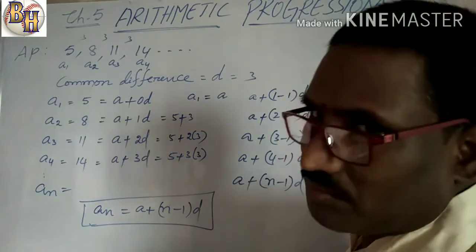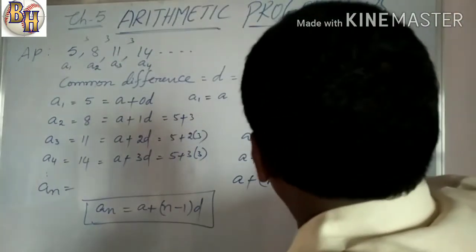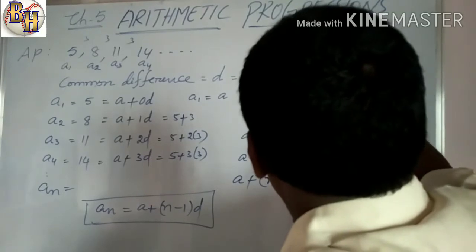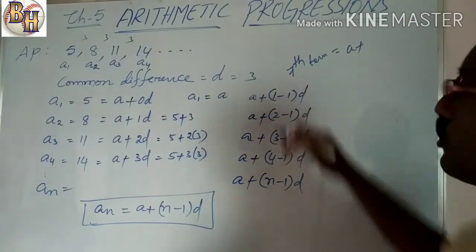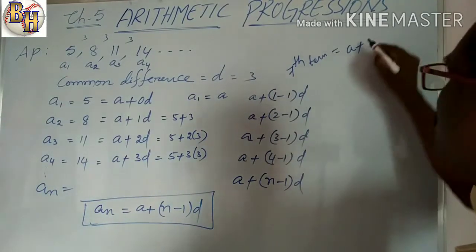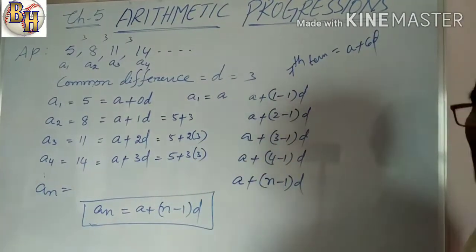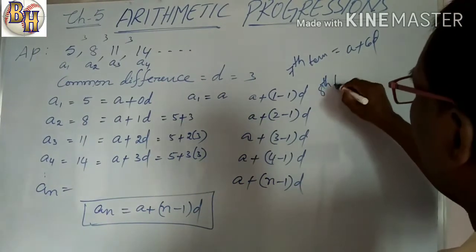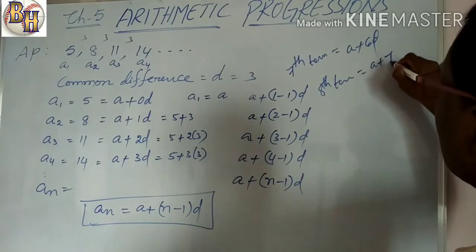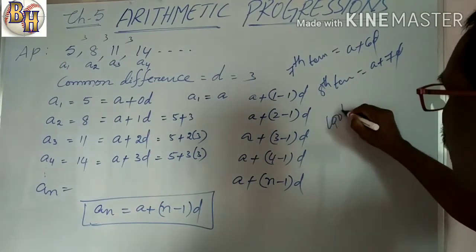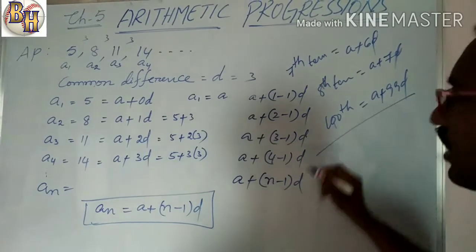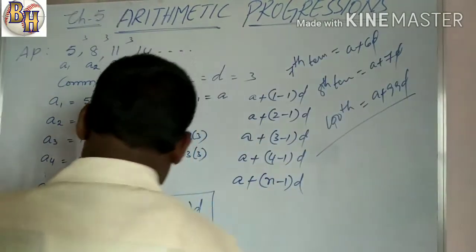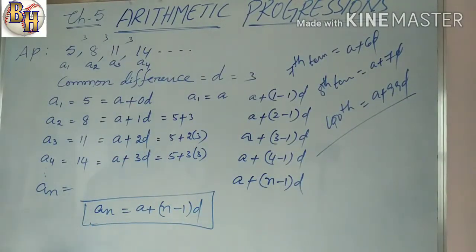Suppose, for example, how to write the seventh term? Seventh term means how to write? A plus, simple. Seventh term, 7 minus 1, how much? 6. 6D. Eighth term, how to write? Eighth term is equal to A plus 7D. 100th term, how to write? A plus 99D. Do you understand? So any term, if you want to write, the nth term means A plus (N minus 1) into D.